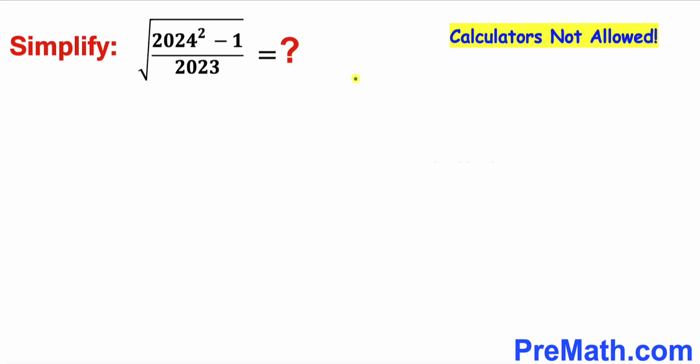Welcome to PreMath. In this video, we are going to simplify this given radical problem: the square root of (2024 squared minus 1) all over 2023. And we are not supposed to be using calculators of any kind at all.